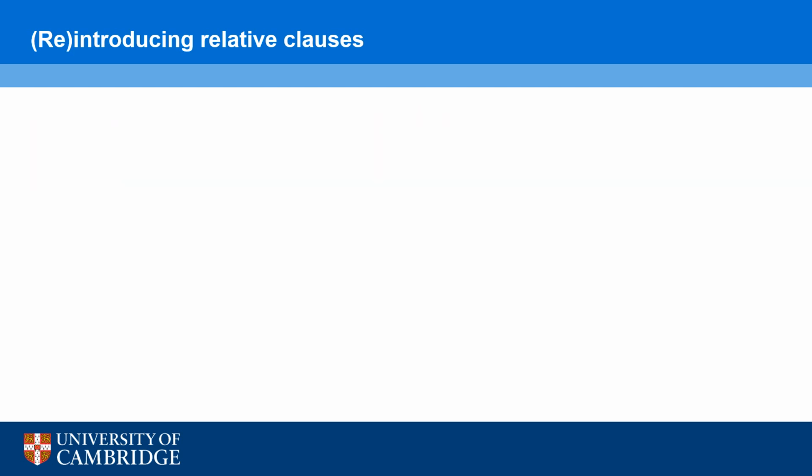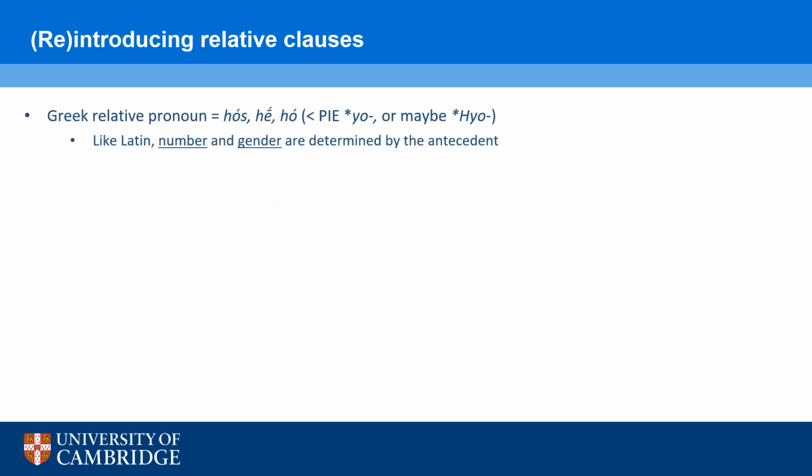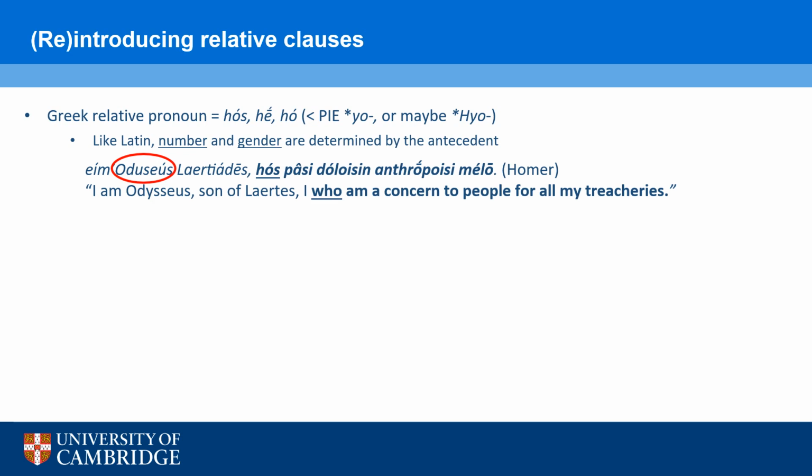Turning now to ancient Greek, we see the situation is basically the same. We have the relative pronoun, in this case hos, her, ho, which comes from Proto-Indo-European yo, and it agrees in number and gender with the antecedent, just like in Latin. Eimi Odysseus Laertiades, hos pasi doloisin anthropoisi melo. Here, the antecedent, Odysseus, is masculine singular, so we get hos for the relative pronoun.